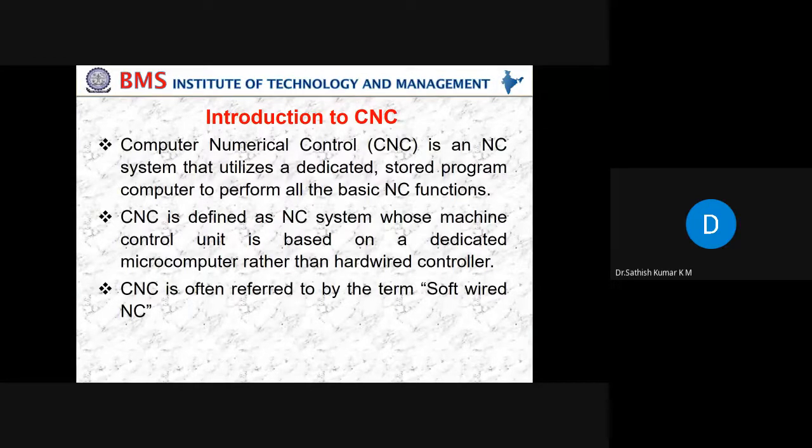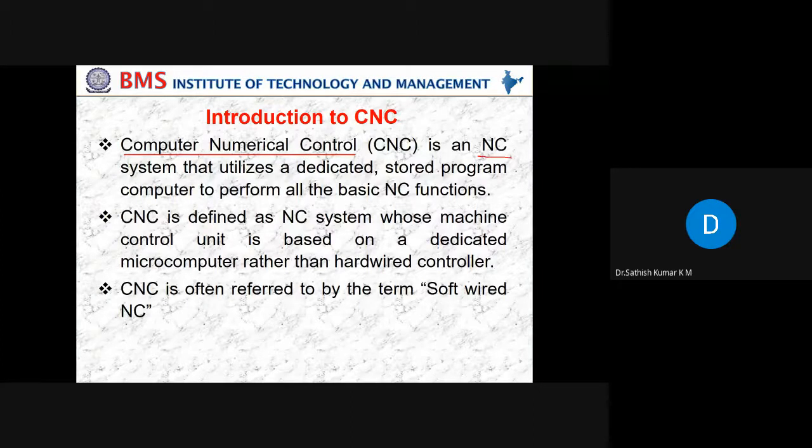Just observe, CNC is nothing but an NC system. NC is not present now; NC is completely obsolete. Now we use only the term CNC. Even if you say NC, it just means CNC. Now, what is CNC? Computerized numerical control is an NC system.